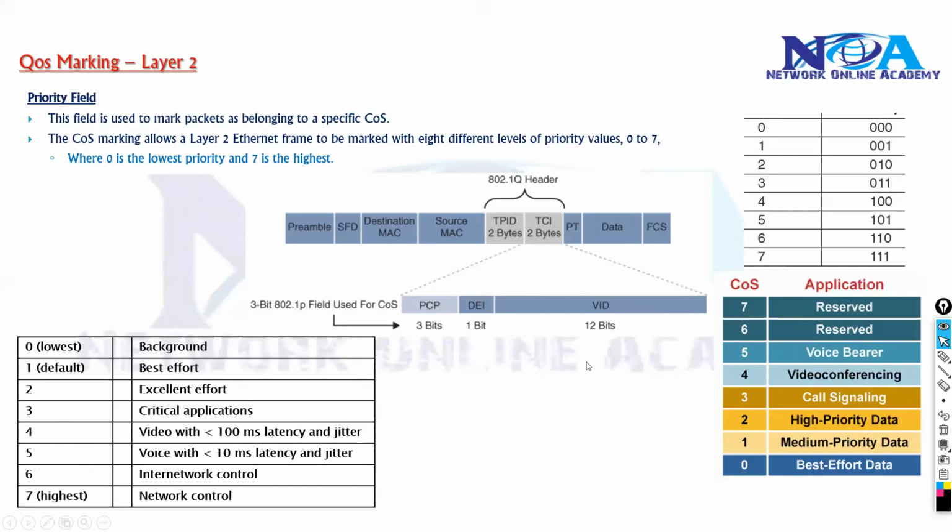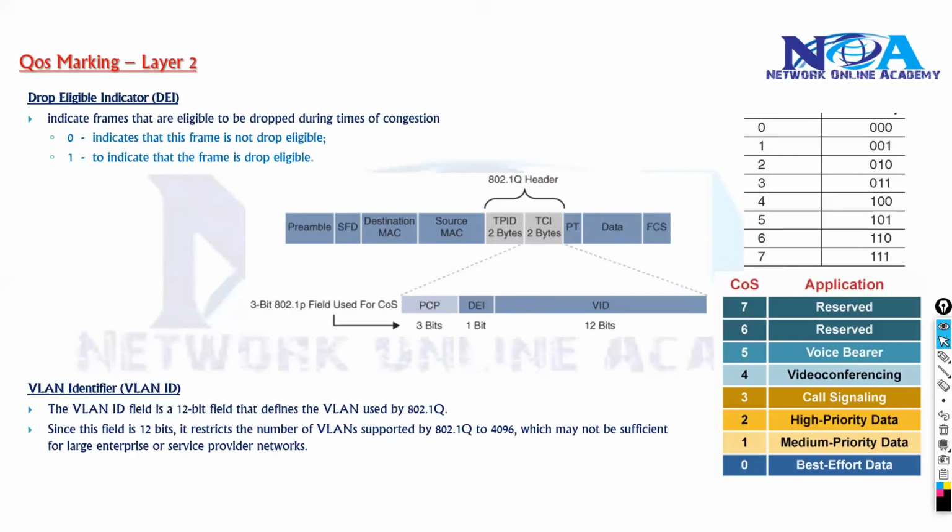So this priority field is going to decide the priority for that particular traffic. The higher the number, the higher the priority. Now, similarly, you have one more field, not commonly used, but this field is going to decide whether that particular traffic is eligible for dropping or not.